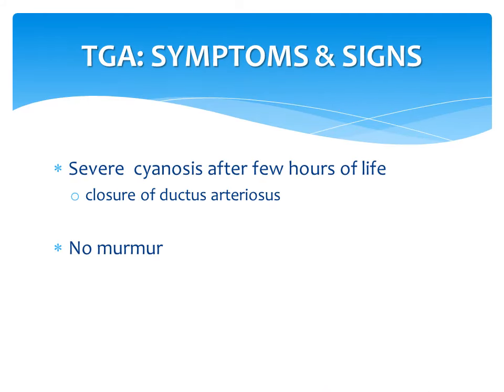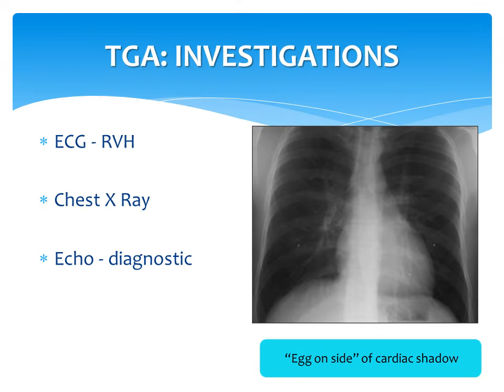Classically, the baby with TGA presents with severe cyanosis after a few hours of life. This occurs after the closure of the ductus arteriosus. The baby usually has no heart murmur unless there is another associated defect. In TGA, the ECG is usually normal. Chest X-ray classically shows a narrow upper mediastinum with an egg-on-side appearance of the cardiac shadow. Echocardiogram is the diagnostic investigation for TGA.